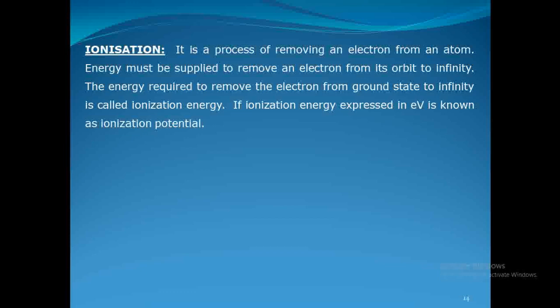For example, if we have an electron in the first orbit, it has an energy of minus 13.6 electron volt. If you need to take out this electron present in the first orbit of the hydrogen atom, you have to supply plus 13.6 electron volt of energy, then that electron will completely come out of the atom, or you can take the electron present in the first orbit to infinity.